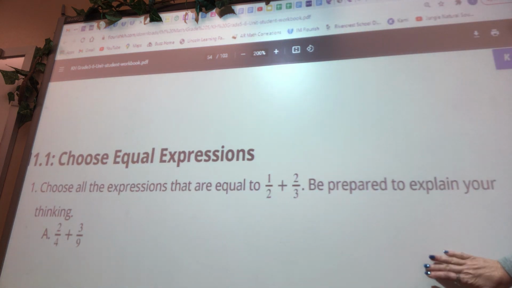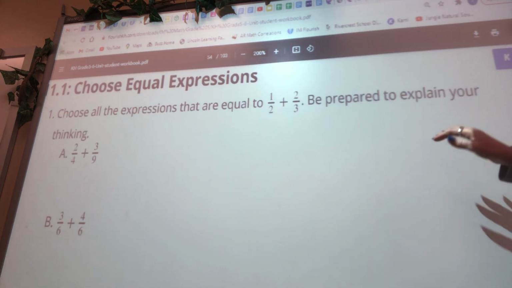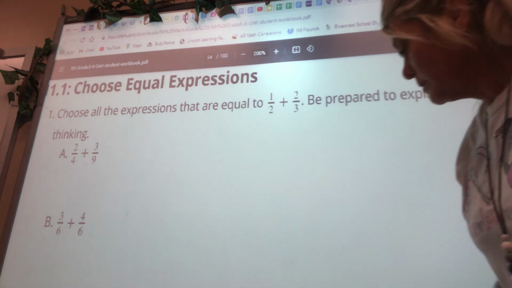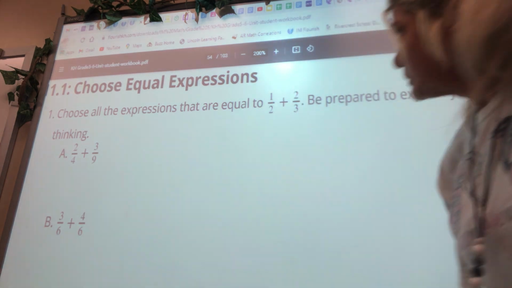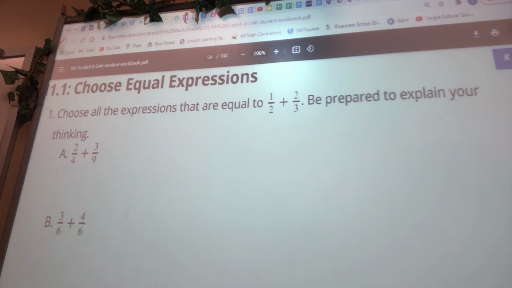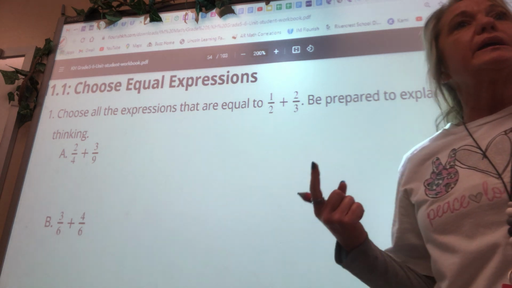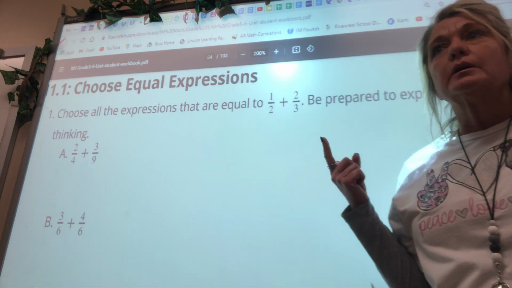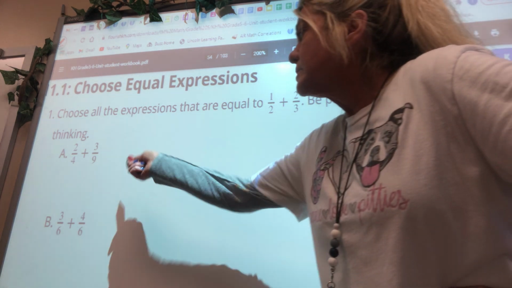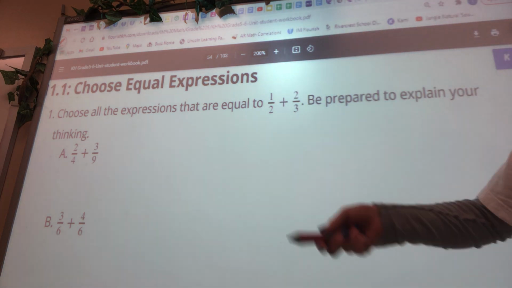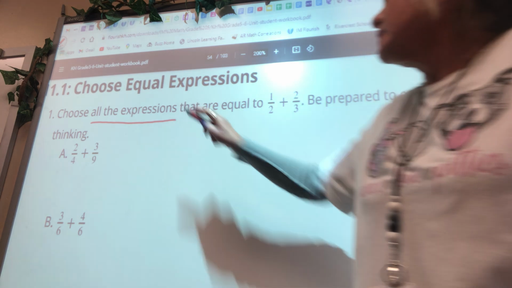All right. Choose equal expressions. Now, choose all of the expressions that are equal to 1/2 plus 2/3. So is it going to be just one answer? Multiple choice, one answer? No. Don't just see these and say, okay, it's multiple choice. Choose all of the expressions.